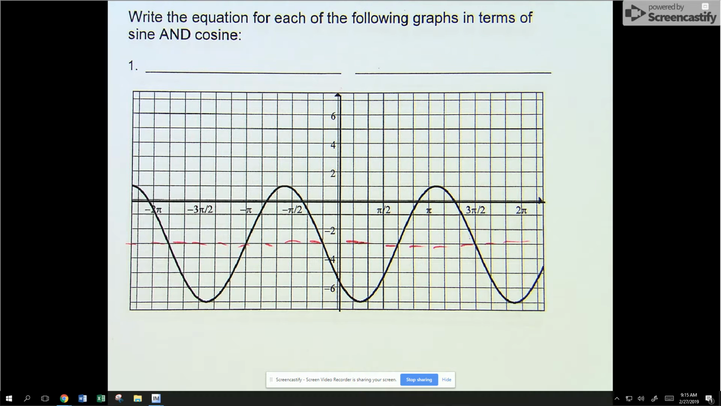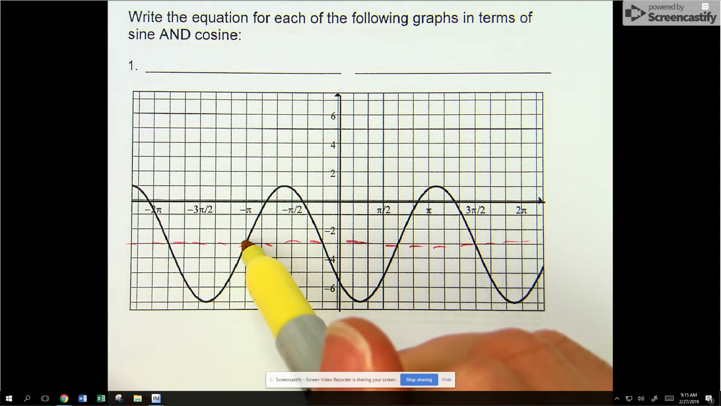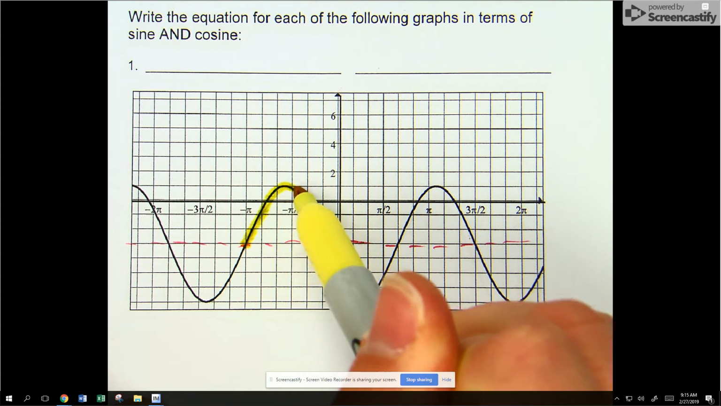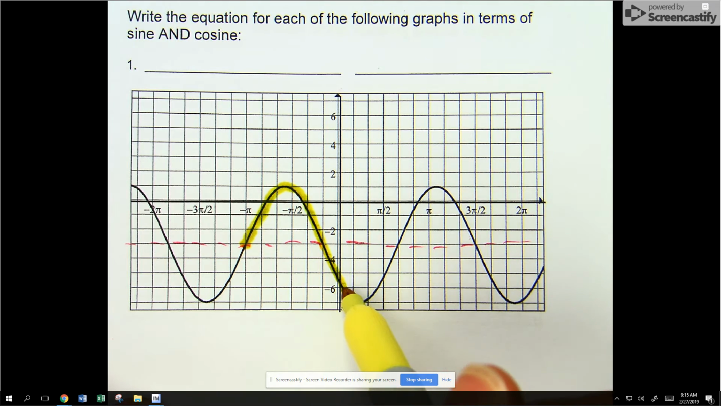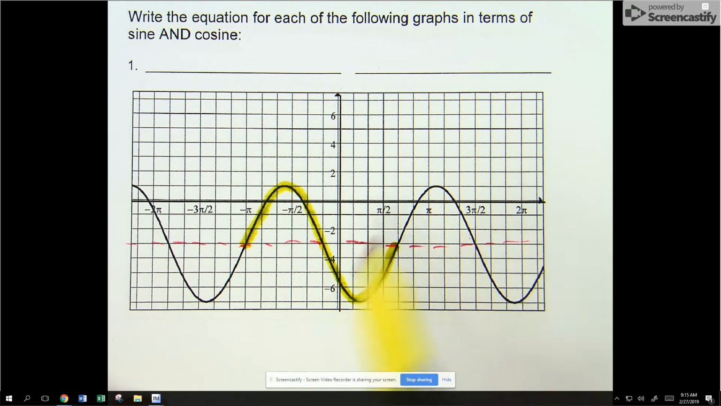Now, we're dealing with a sine graph, so you can highlight any one that you want. Me personally, I would choose a positive sine graph so I don't have to deal with a negative. So what we're going to do is start right here, go up, go down, go up, and that's the sine graph I highlighted. If you highlighted something different, that's fine.